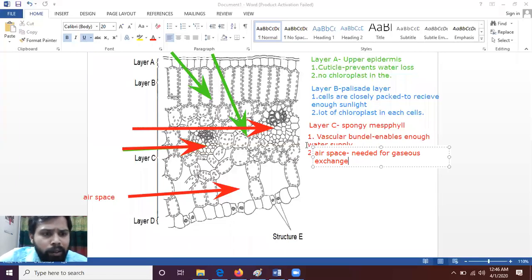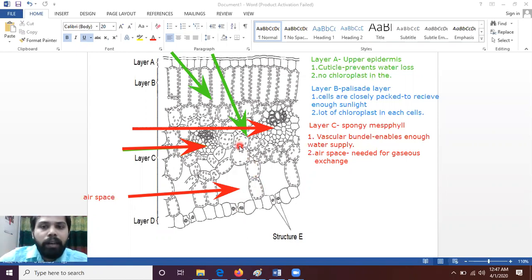Okay, so without gases, there is no photosynthesis. As you know, you need carbon dioxide for photosynthesis. So what happens is, if I show you, the carbon dioxide enters through the stomata, okay, and there is an air space. Through this air space, it diffuses into the cells. Then from cell to cell, whichever cell is performing photosynthesis, it can go to that cell.